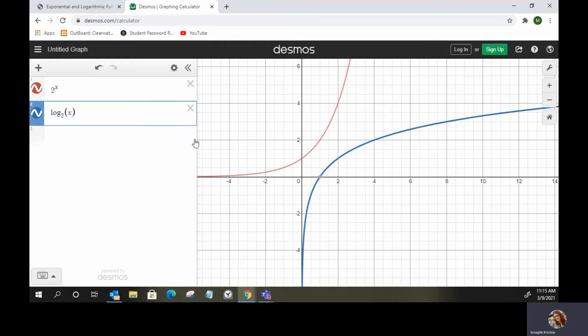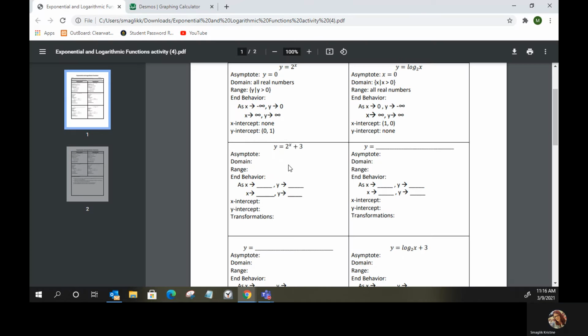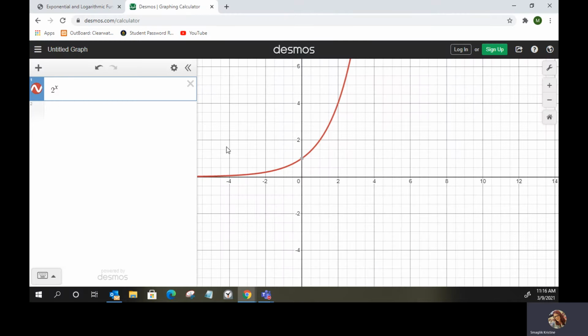I'm going to take that out. Let's take a look at this guy. We have y equals 2 to the x plus 3. Let's compare it to the parent function. I'm going to type in 2 raised to the x plus 3.